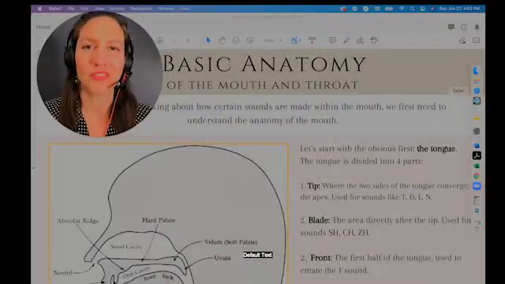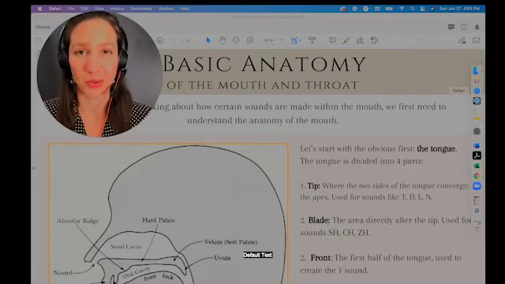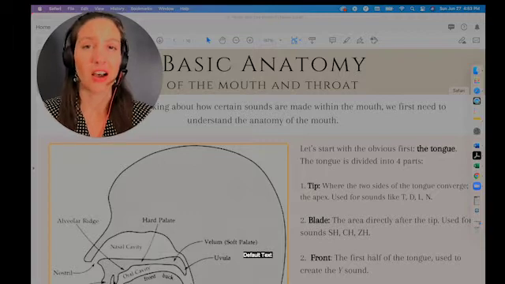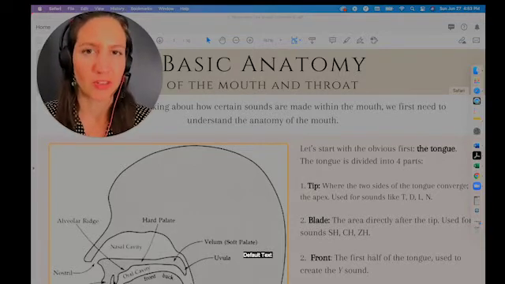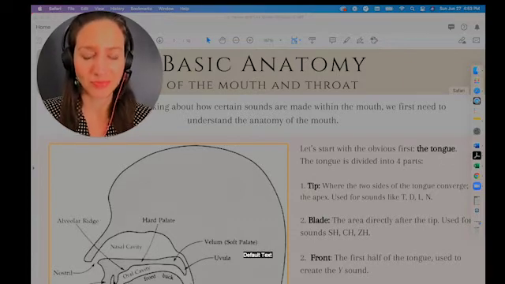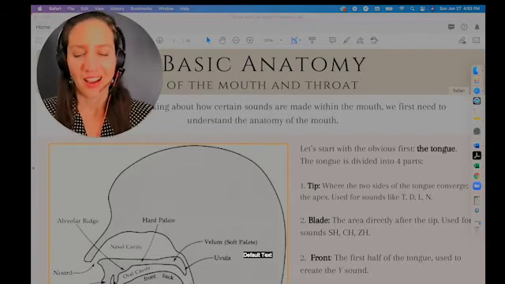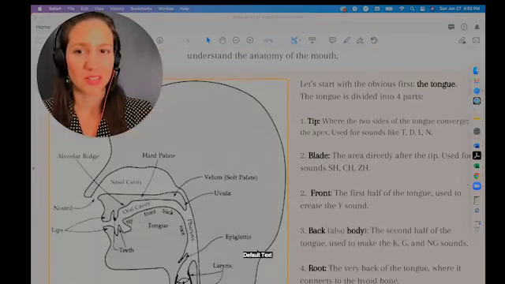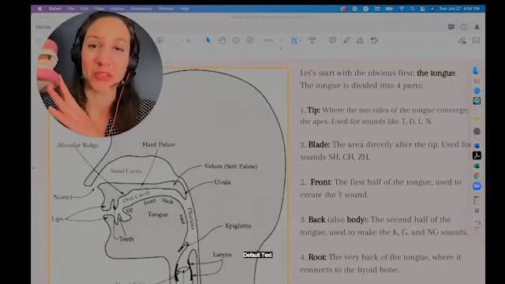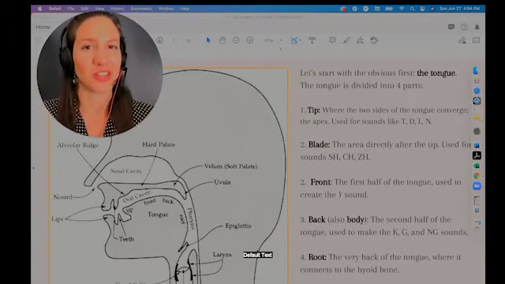I'm going to kick off this tutorial with a brief overview of some basic anatomy of the mouth and throat. I think it's extremely helpful to have a basic understanding of some of the articulatory structures of the mouth and throat, especially when talking about pronunciation. So let's start with the obvious first, the tongue. I'm going to be using this diagram along with my mouth model to demonstrate where some of these structures are located and how they're interacting with each other.